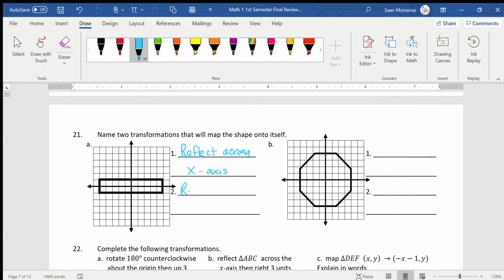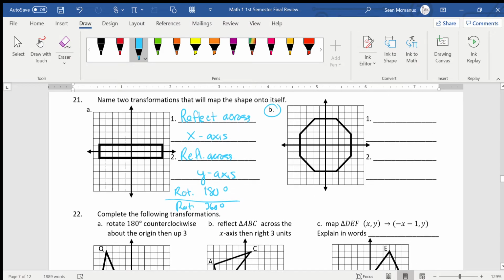I could reflect across the y-axis, right? That would put it back on top of itself, and I think I could actually rotate it. Right? It only asked me for 2, but I could rotate it 180 degrees. Right? I could rotate it 360 degrees. Right? Those things would all put it back on top of itself. And actually, it's the exact same thing for this one right here. A and B have the same thing. All right, so that one's pretty easy.